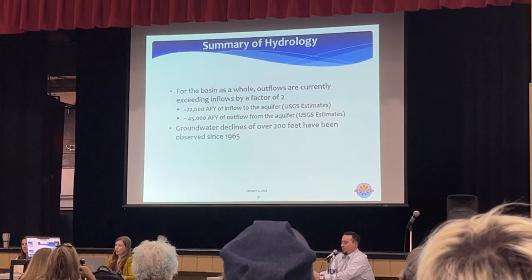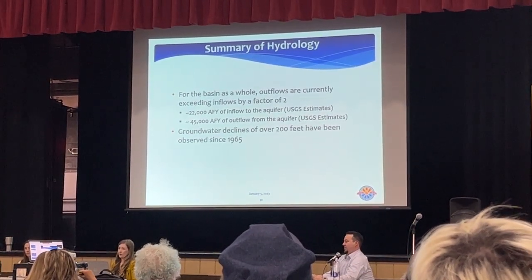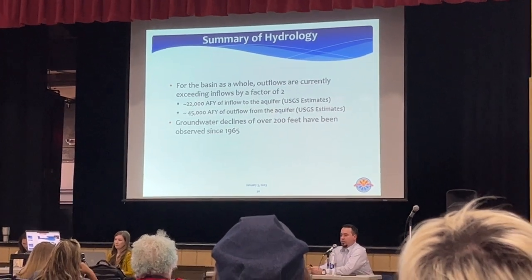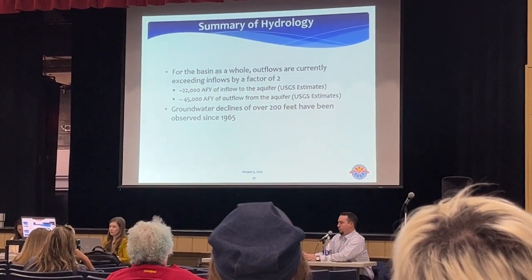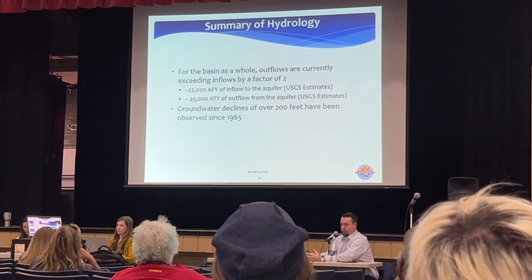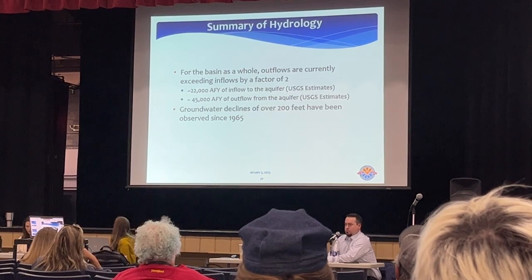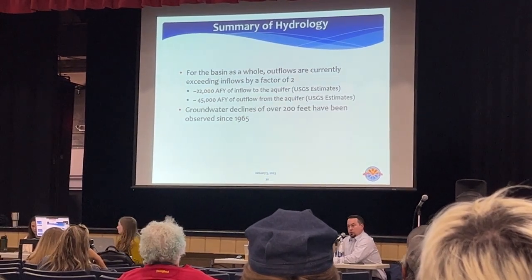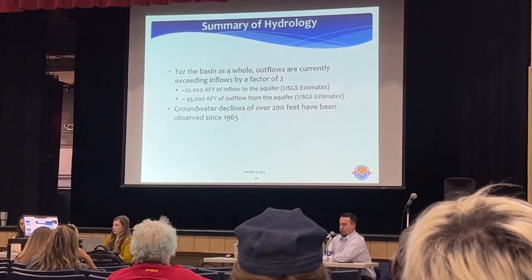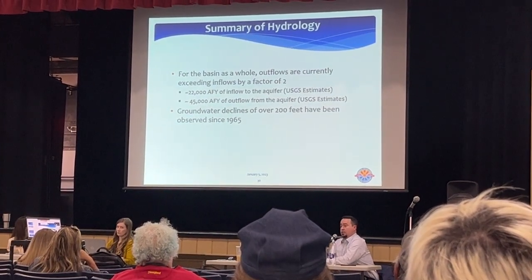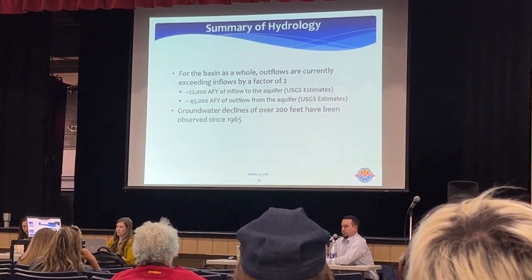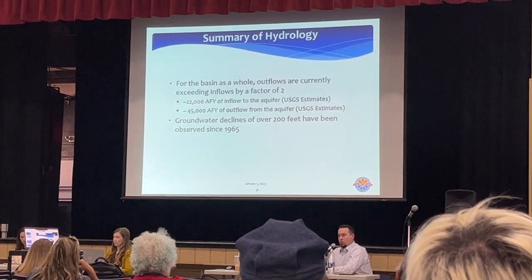So to summarize the hydro part, this is the technical portion. The inflow into the Douglas Basin from recharge and from perennial streams, USGS estimates it to be 22,000 acre-feet per year of water coming into the system. All of the withdrawal and pumping and everything else that we have within the basin is on average about 45,000 acre-feet per year, as estimated by the USGS. This means that the system itself is going to be declining and losing water over time.